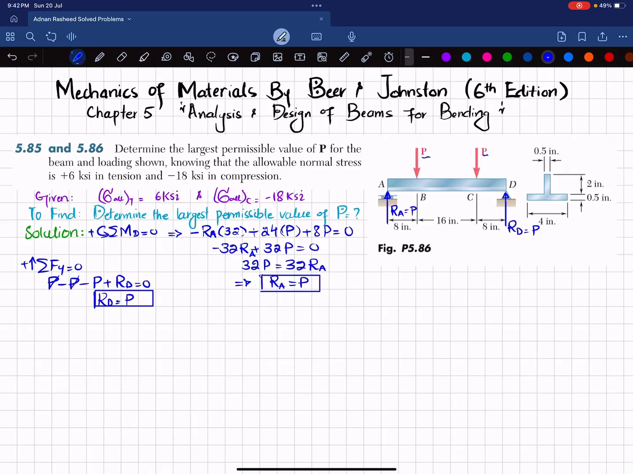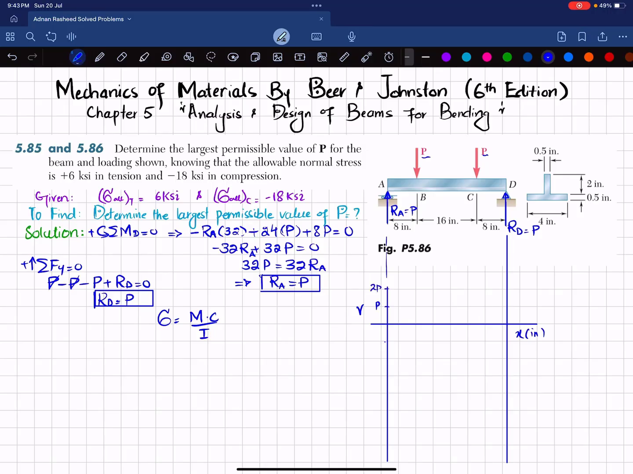So what we will do, we know that stress is equal to M times C divided by I. So for the beam and loading shown, we will find the bending moment diagram. For that, I will draw the vertical line from the end of this beam. First, we will draw the shear force diagram in order to find the bending moment diagram. Here, x will be in inch, and on the y-axis we will have the shear force. Okay, so let one division be equal to P, so this will be equal to 2P, similarly minus P, and so on.